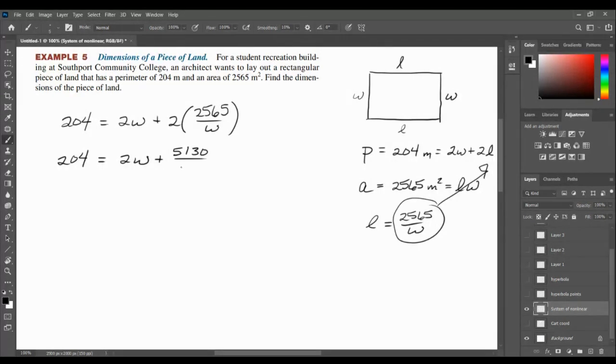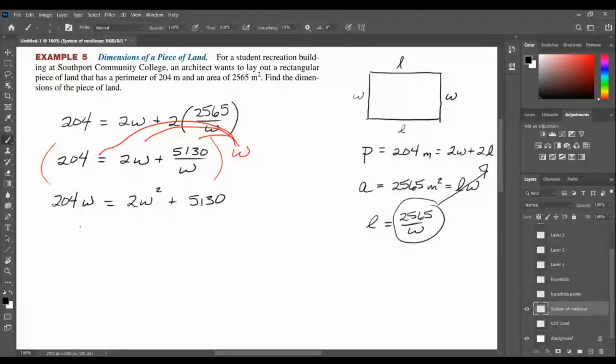5130 over W. Fractions make a lot of us anxious. Let's go ahead and multiply everything by the common denominator. So really I'm distributing that W through to all three terms. So now I've got 204W equals 2W squared plus 5130. I can go ahead and bring that 204W over so it looks like a quadratic we like.